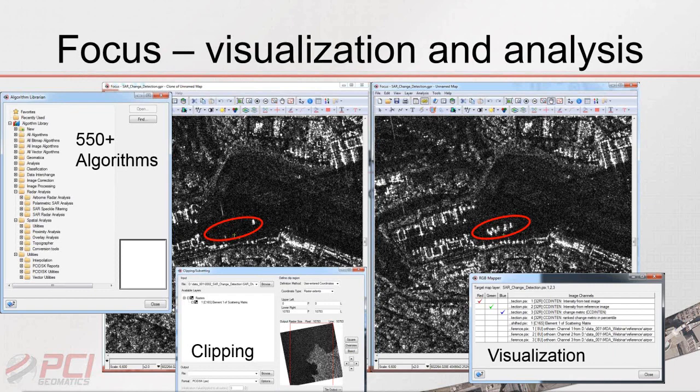If we want to clip a certain portion of the data set, maybe our study area is smaller than the entire image, we can use our clipping tools. It's very easy to pull up multiple images and clip them to a common area. And then we have our algorithm librarian, which is available through Focus and other parts of our system to pull up over 550 individual algorithms that could be executed. So Focus is a very powerful tool for doing this analysis.